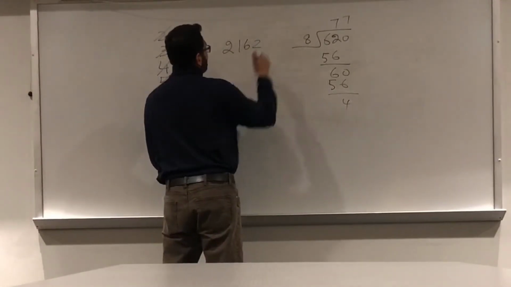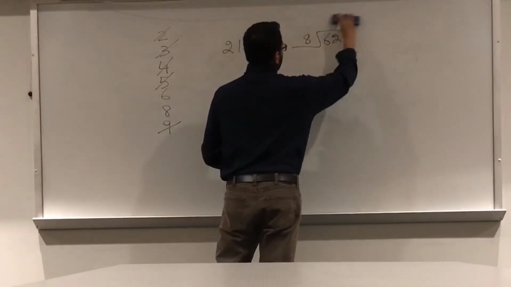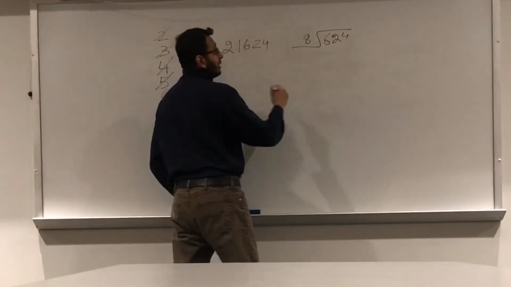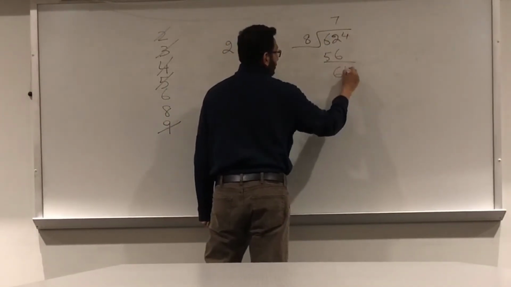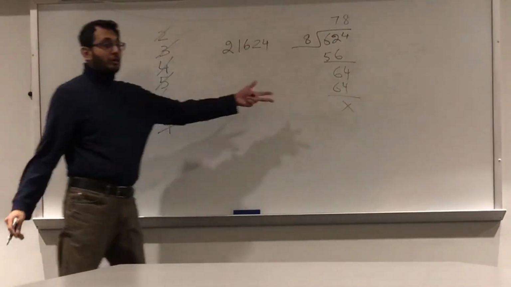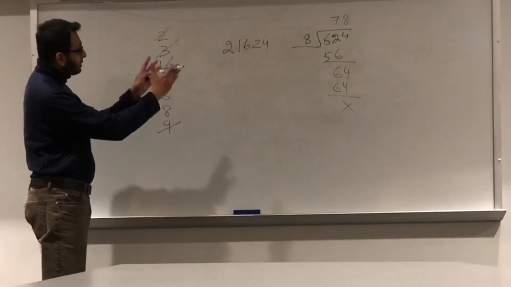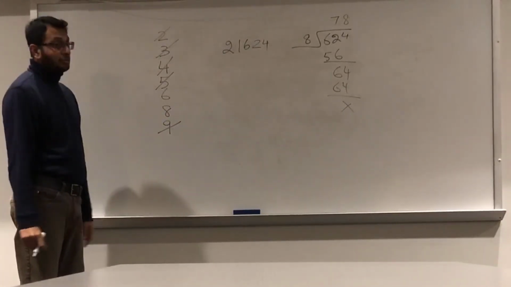Let's have a look at this. Let's change this number to 624. Now let's have a look at it. 624. So 8 times 7 is 56. We have 6 as a remainder. Bring 4 down. 8 times 8 is 64. And here you go. The last 3 digits are completely divisible by 8, so this whole number should be completely divisible by 8.